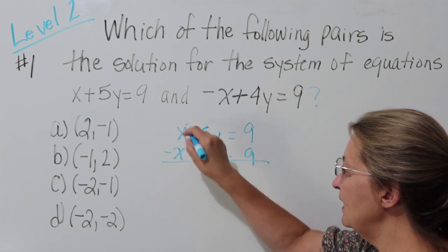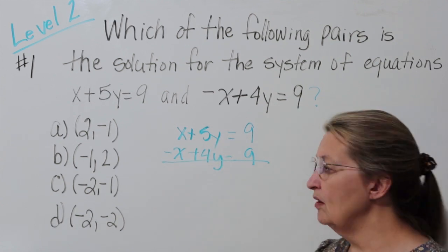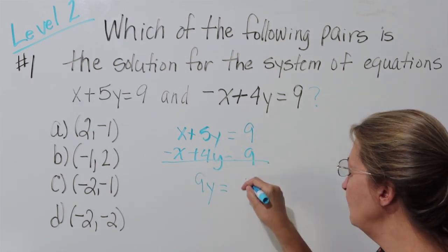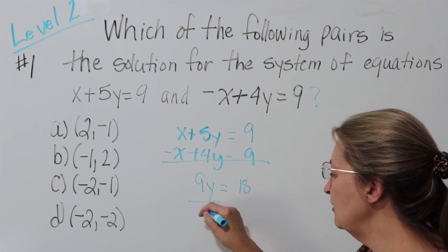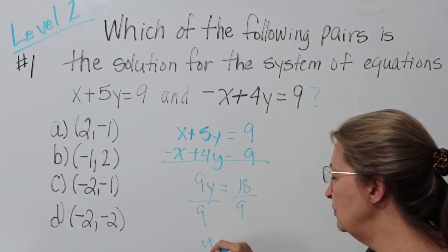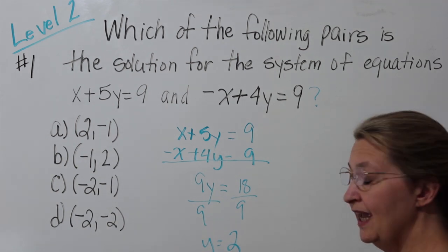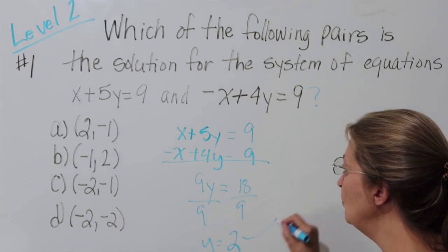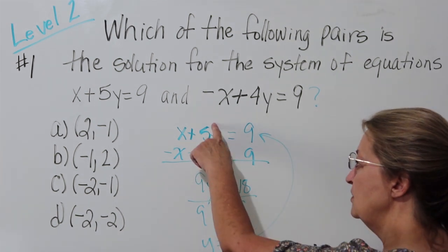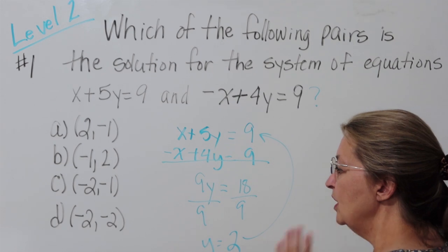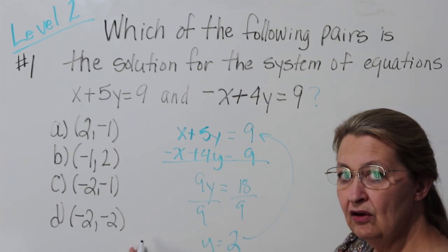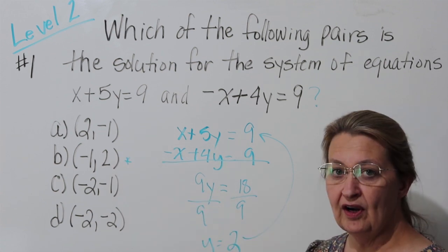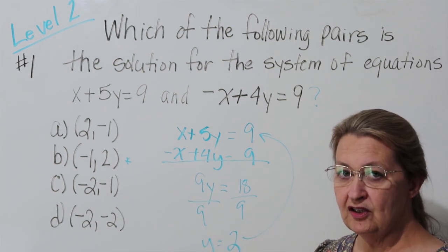So when we add, x plus negative x is 0. 5y plus 4y is 9y. And 9 plus 9 is 18. Now divide both sides by 9 and you get y is equal to 2. And right here, you can actually stop. Now to do it the right way, you'd want to take this back up here and substitute it in for y and then solve. But if you look at your choices over here, there's only one choice that has positive 2 for an answer. So put B down and go to the next problem.